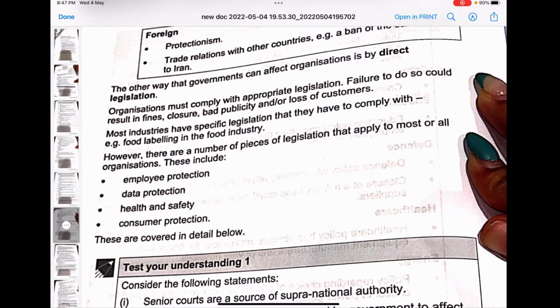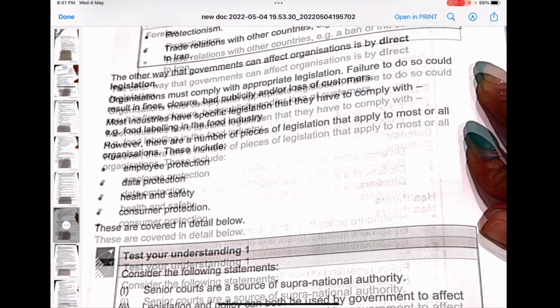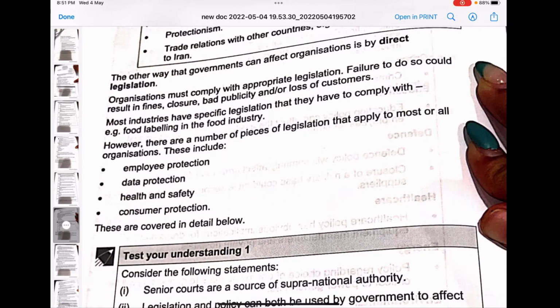Most industries have specific legislation that they have to comply with. For example, food labeling in the food industry. However, there are a number of pieces of legislation that apply to most or all organizations. These are some basic legislations which everyone must follow. These include employee protection, data protection, health and safety, and consumer protection. So these are common for all organizations. Everyone must follow this, right?